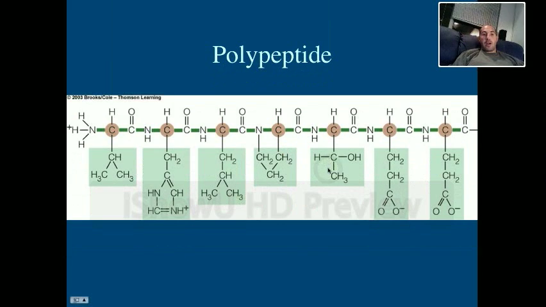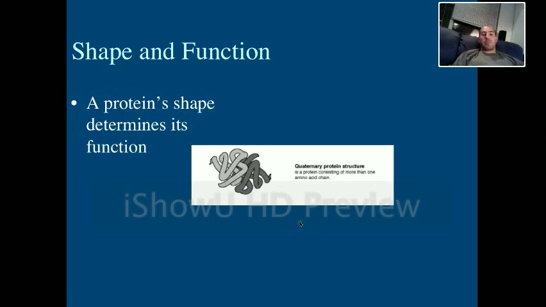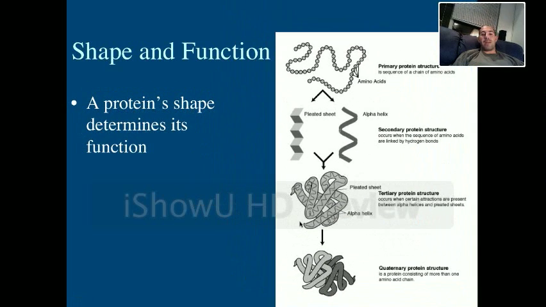Polypeptide. There you go. Tons of chains together with different R groups. Shape and function: a protein's shape determines its function. They're all strands, but then they bend in different ways. They kind of crinkle up. If you take a look at this diagram, you've got the amino acid chain, which is the primary structure, but then things bend in different ways, which has them do different things in nature.